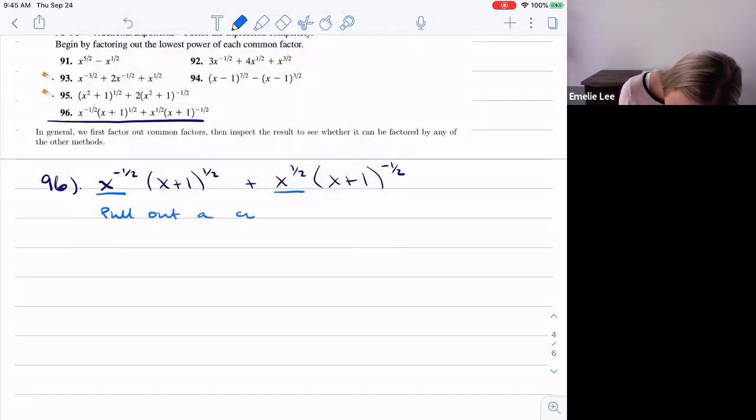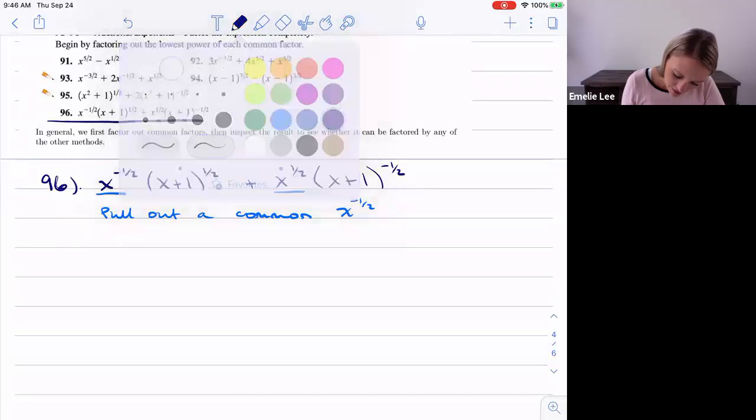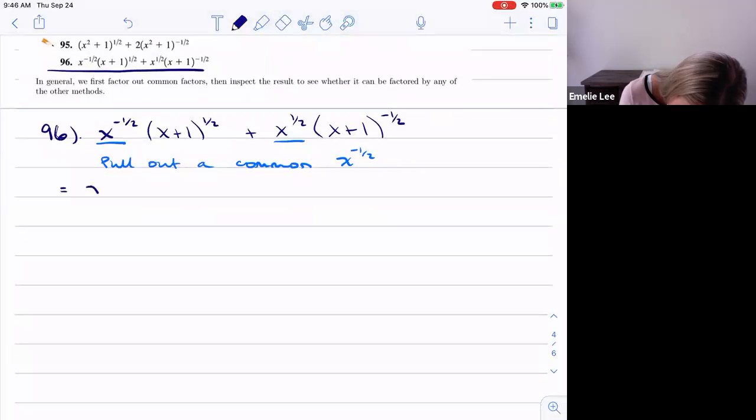Pull out a common x to the negative 1/2. Okay. So because that's the lowest power, or the smallest power. So to do that, I'm going to have x to the negative 1/2 times x plus 1 to the 1/2.